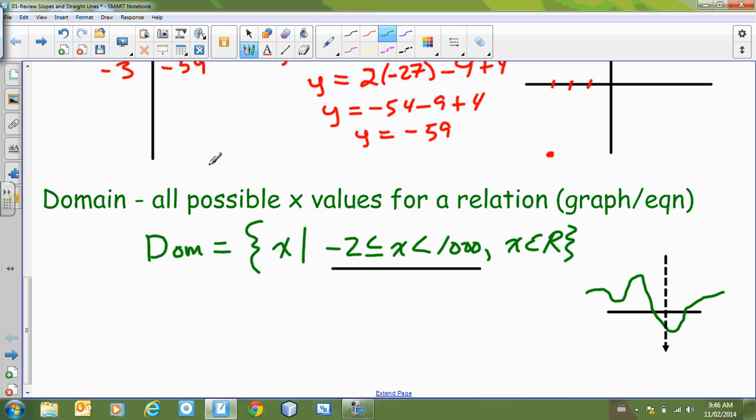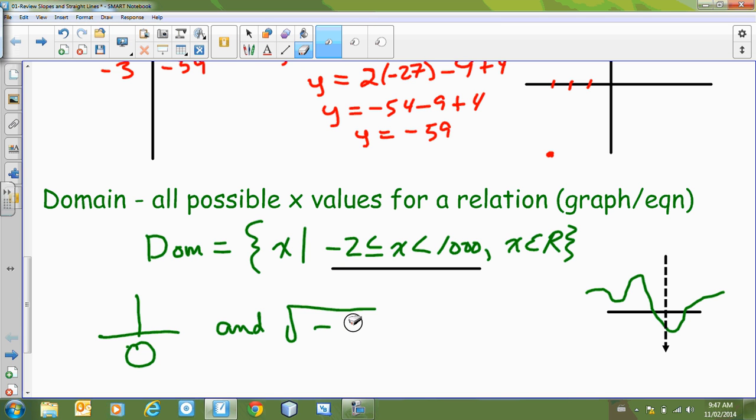The things we want to avoid for domain are division by 0 and negative numbers inside of square roots. That was actually a bad example because, of course, if x happens to be a negative value there, then that is perfectly legitimate. So something like this is the problem. So domain actually is pretty easy to figure out usually.